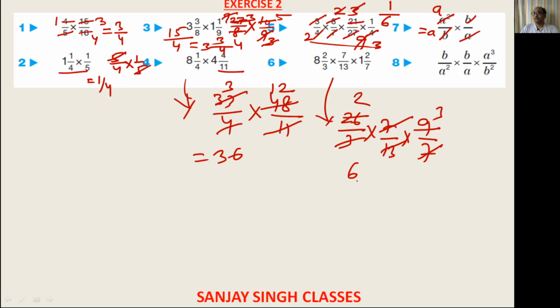Okay. Now for question number 8, a square into a will become a cube, so this a cube will get completely cancelled. With this b cube, b square will get cancelled completely with b into b, and we will be getting the answer as 1. Right?